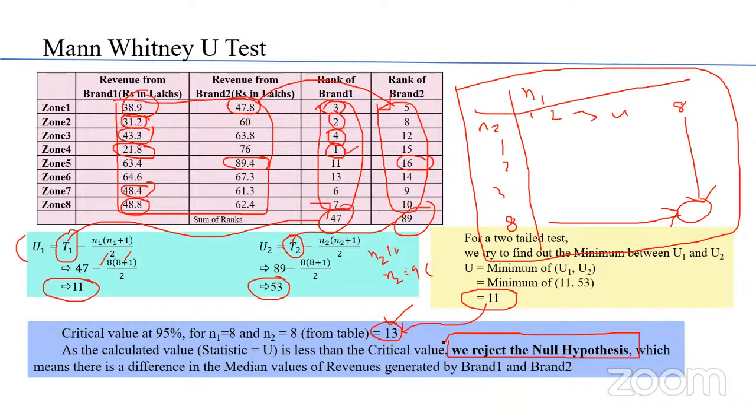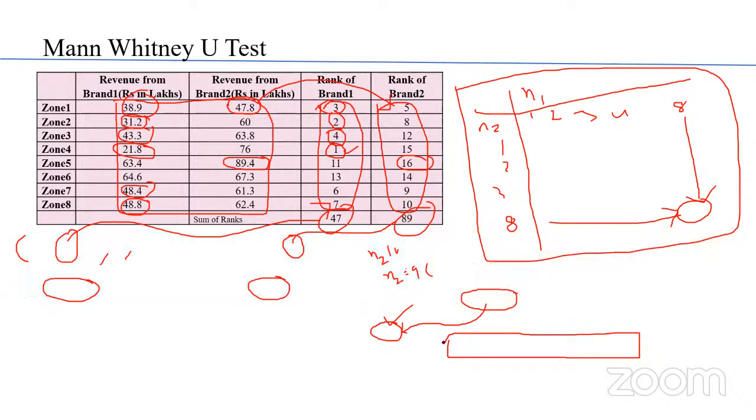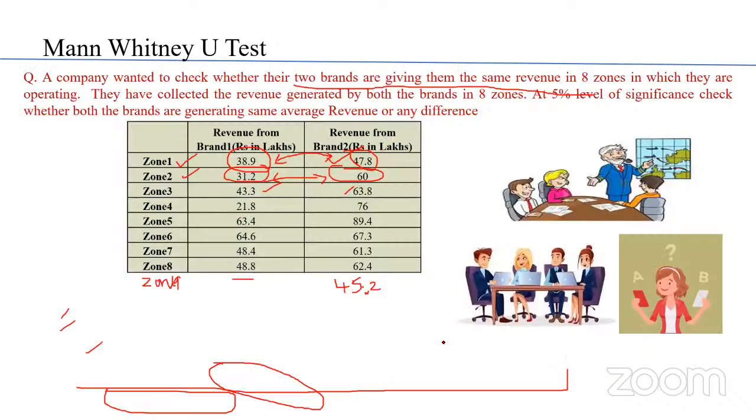Is that fine, or any doubt? Yes, sir. Sir, could you please show the question slide? A company wanted to check whether their two brands are giving them the same revenue in the 8 zones in which they are operating. So there are 8 zones. They wanted to check whether these two are giving the same revenue, or is there any difference in the revenues. Sir, similar questions are there with Spearman rho also, sir.